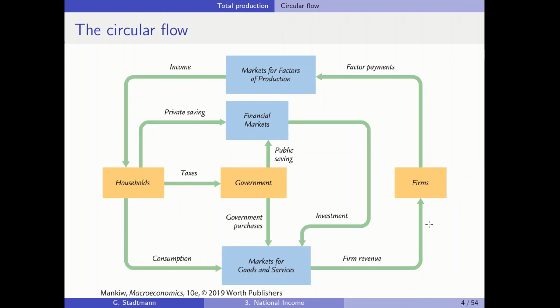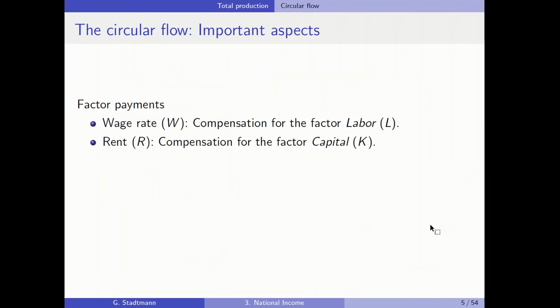What I would like to pronounce once more and highlight is factor payments. The wage rate is a compensation for the factor labor, and the rent R is a compensation for the factor capital K. So don't set income equal to wages. This is not right. Income cannot be used as a synonym for wages, because then we would miss the second component, the rents.